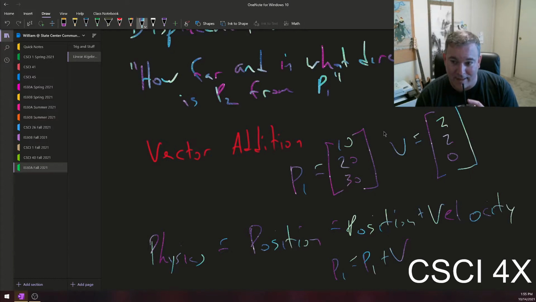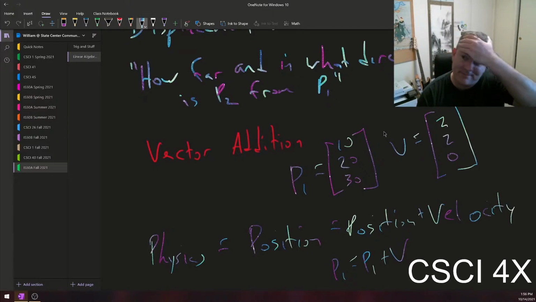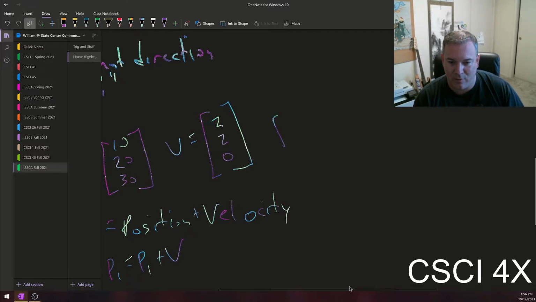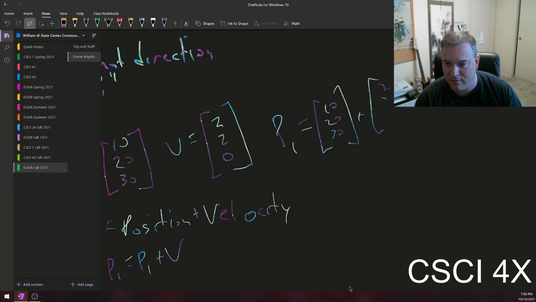Highly advanced math there. It's adding numbers. If you can add a number, you can add 3 numbers. That's all linear algebra is. So addition is the same as subtraction, except instead of subtracting the numbers, you add them. Yeah, very good. So if this is P1 and that's V, then our new P1 is going to be equal to 10, 20, 30 plus 2, 2, 0, which equals 12, 22, 30.